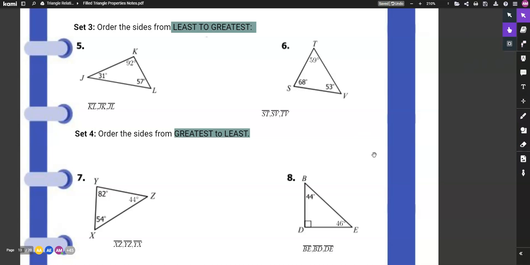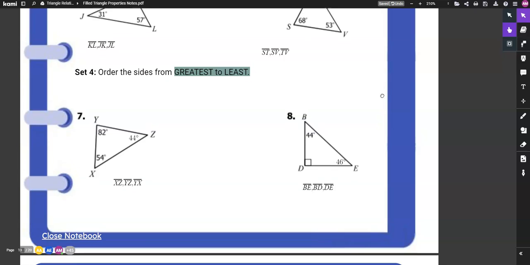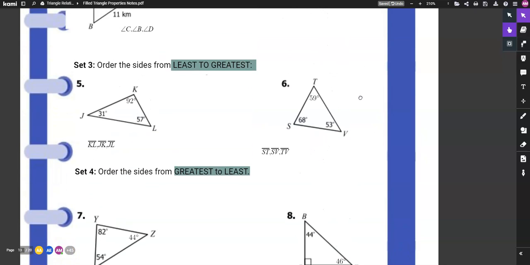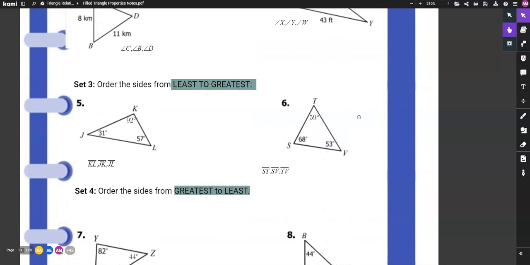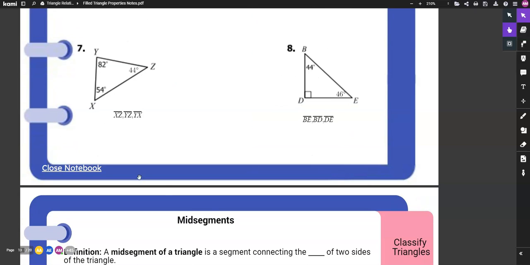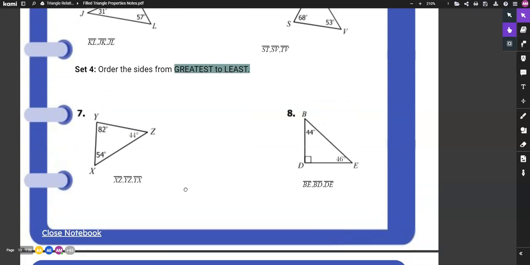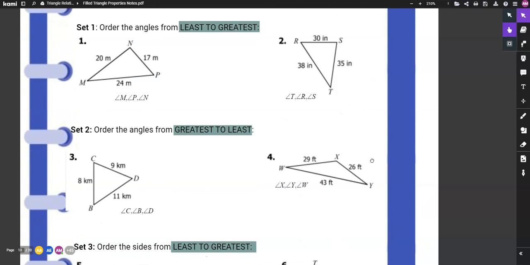So that's going to wrap up this section of our notes. Make sure you have it completely filled in from the very beginning with classified triangles all the way through to the end of the Triangle Inequality Theorem tab.